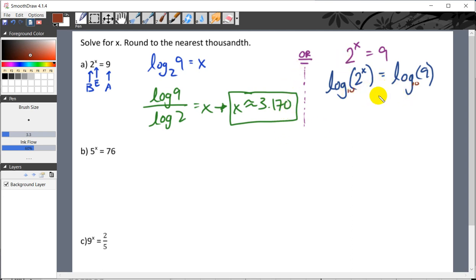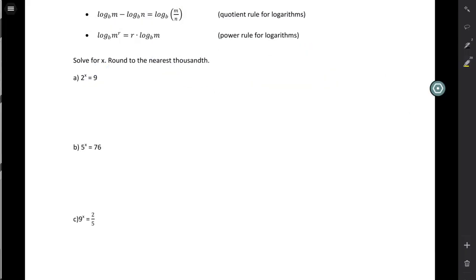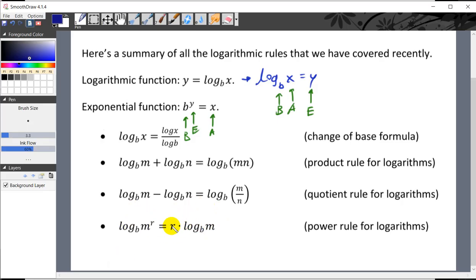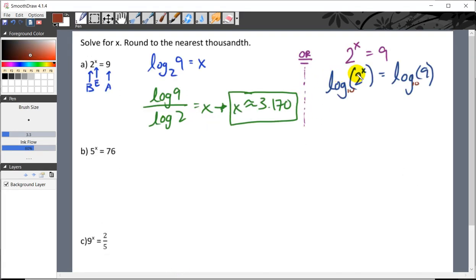But I'll just tell you that if you don't see a number there, you assume it's 10. So what this says is we can use this formula here, the power rule for logarithms, because we have a base and an exponent. So what we can do is bring that exponent down, as you can see here. And what we have is x times log of 2 equals log of 9.